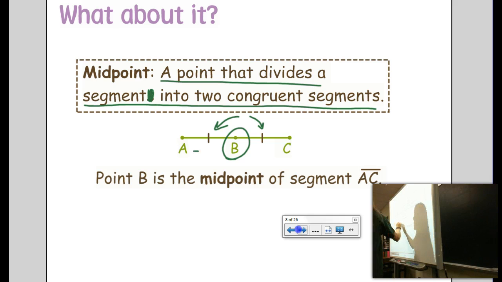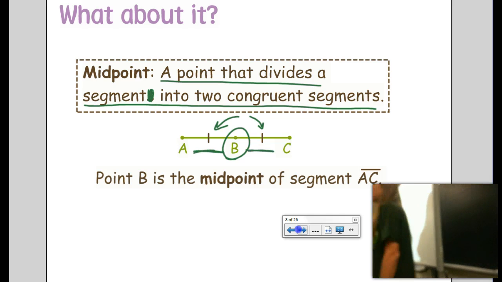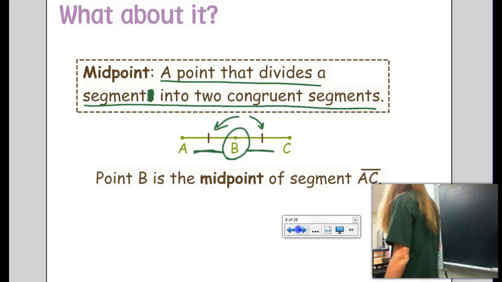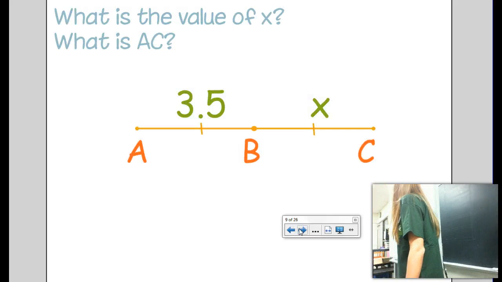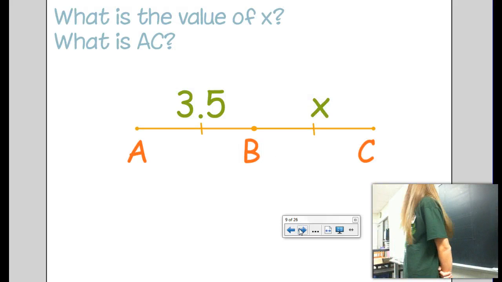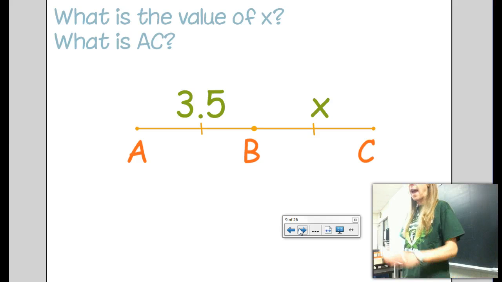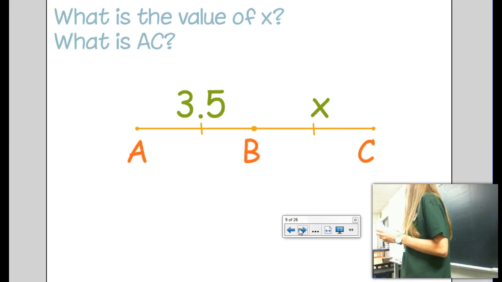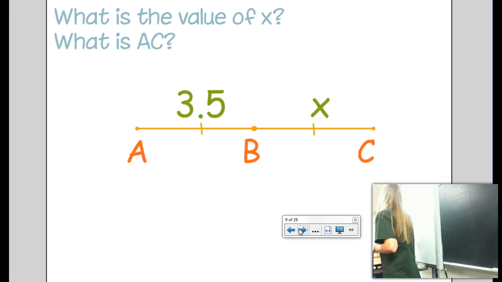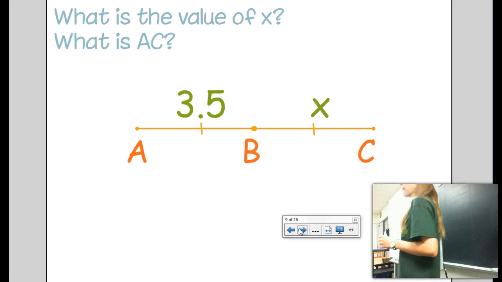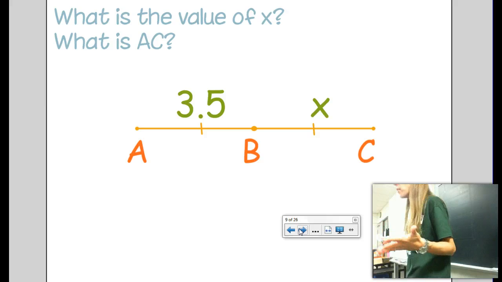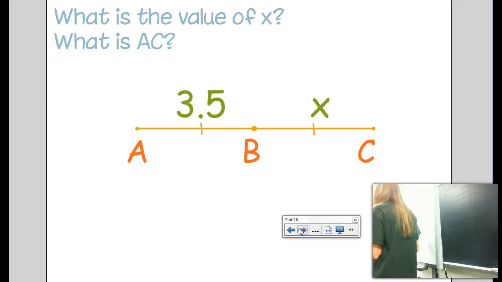Is AB the same length as BC? You better believe it. It's absolutely the same length. So, if I told you AB was 3.5, how long would BC be, Jacob? Wait, don't touch your calculator. AB is 3.5. What about BC? 3.5, because that's the midpoint.